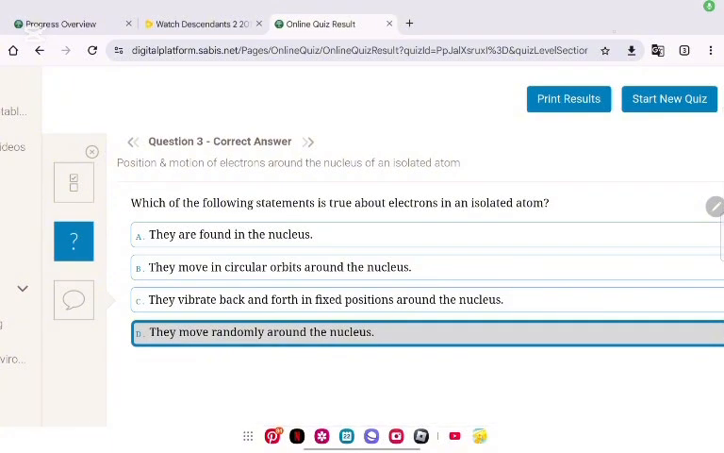Okay, here they want to know about the electrons in an isolated atom. First, what's an isolated atom? Isolated by the name, it means it's alone, like it's being isolated from every other thing. So an isolated atom is an atom that is not bonded to any other atom, so it's just alone. You have to memorize that the electrons in an isolated atom move randomly, like they don't follow a fixed path, they just move around the nucleus.